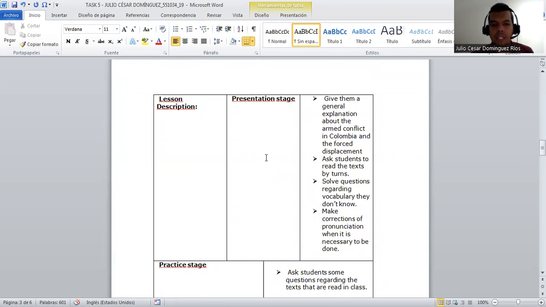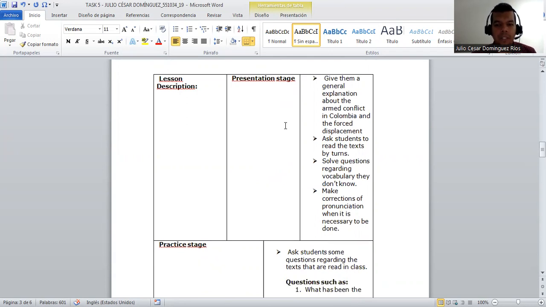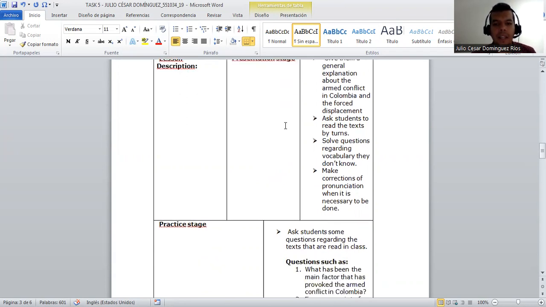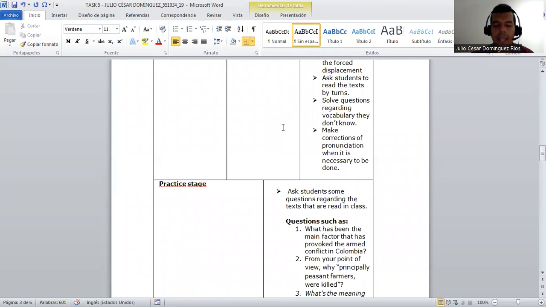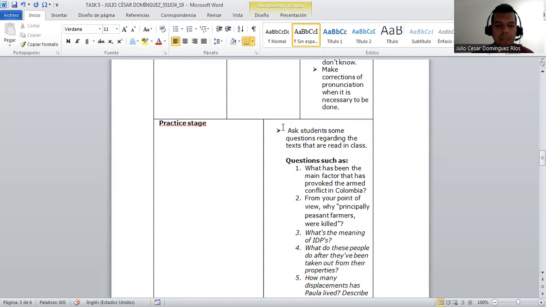In the presentation stage, I'm going to give students an explanation about the armed conflict in Colombia and the forced displacement, and I will ask students to read the text by turns. I will show them a text that contains the most relevant information about the armed conflict in Colombia, which contains the origins and other information. Then we're going to solve questions regarding vocabulary because this class is completely in English, of course, and make corrections in pronunciation when it is necessary.